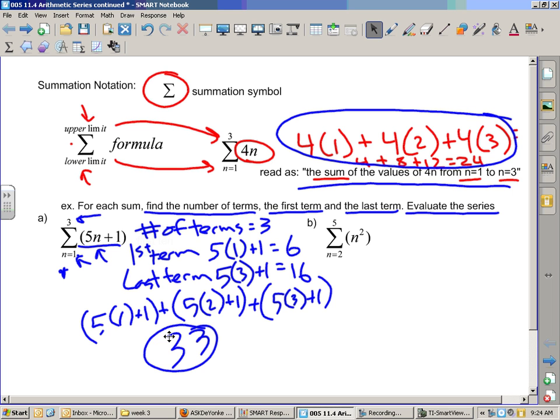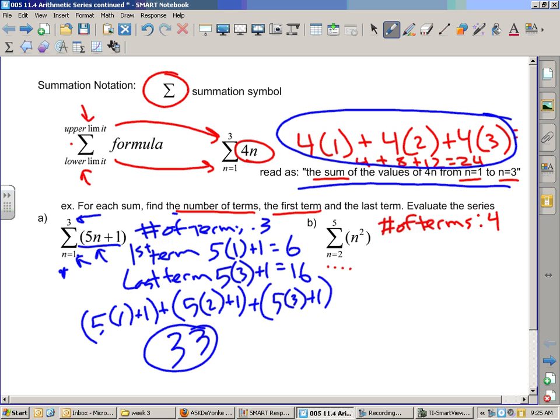Now for the second example, right here, for B, we're going to do all the same steps. Okay. So, first thing they ask for is number of terms. And again, do not make the mistake of assuming that 2 is 3 away from 5. You have to count them out, starting at 2. 2, 3, 4, 5. So you actually counted out 4 terms. So the number of terms is 4.